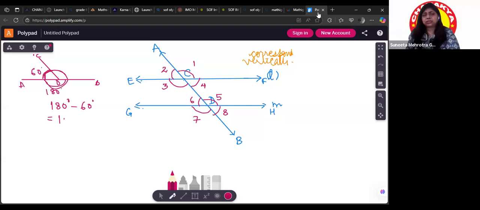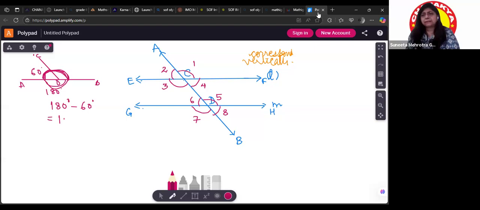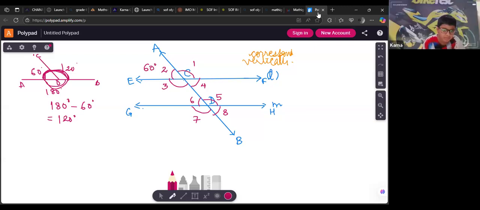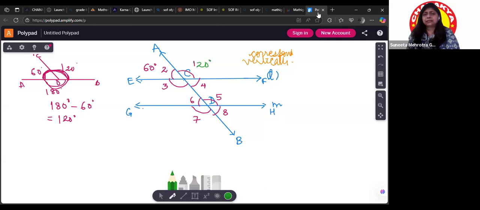The whole angle is 180 degrees. Yes, ma'am. This portion is 60 degrees. The rest portion is? Ma'am, you need to subtract, and you will get 120 degrees. Okay, like this. Now, suppose this angle is 60 degrees and this angle is 120 degrees. Now, here I'm writing angle 1 is equal to 120 degrees and angle 2 is 60 degrees.